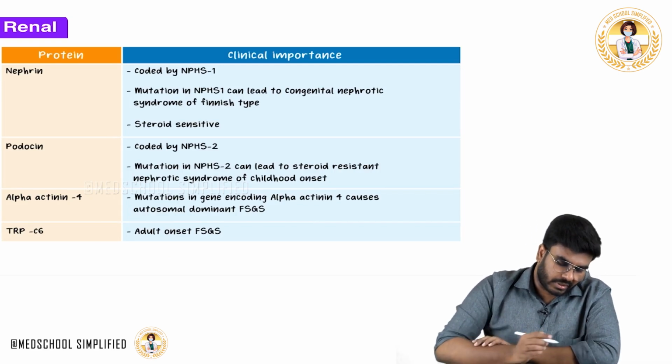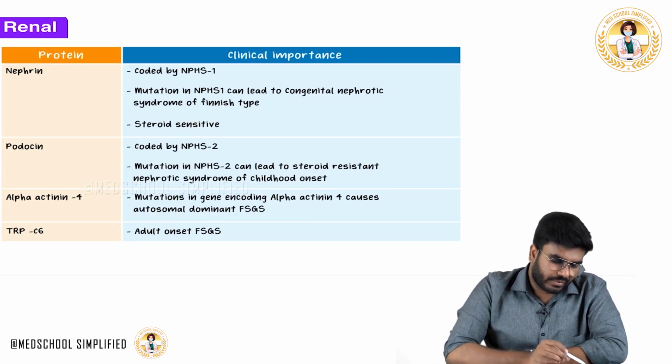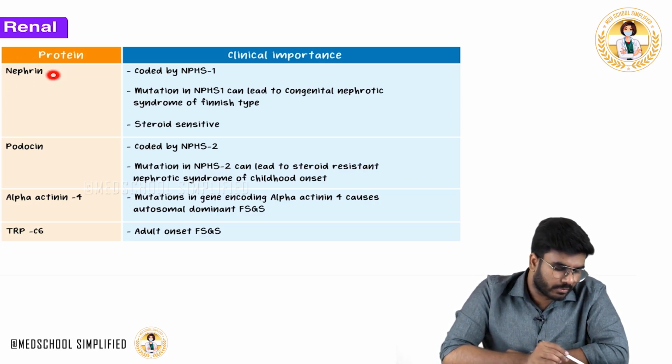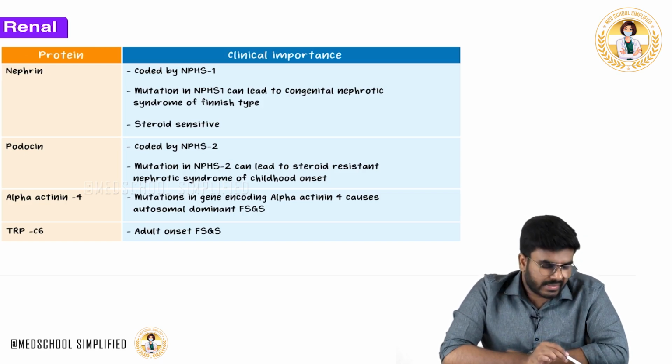For example, if there is any defect in nephrin, automatically the slit diaphragm will be affected. Once the slit diaphragm is affected, proteins are going to be lost in the urine, and that causes nephrotic syndrome. So, nephrin defect. First of all, why might this nephrin be defective?